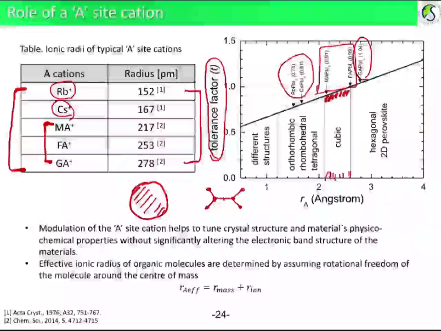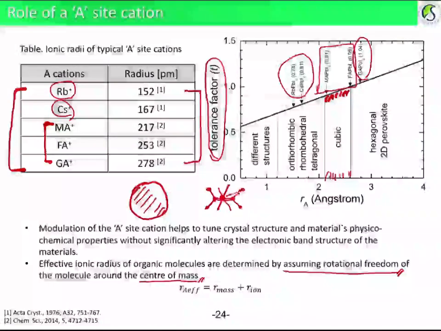In this case, we can just assume that there is rotational freedom, so it can easily rotate through all the axes. So we first find the center of mass, and then find the atom which is farthest from the center of mass. Then we can calculate the distance from the atom to the center of mass. So we can use it as the radius of the organic cation.